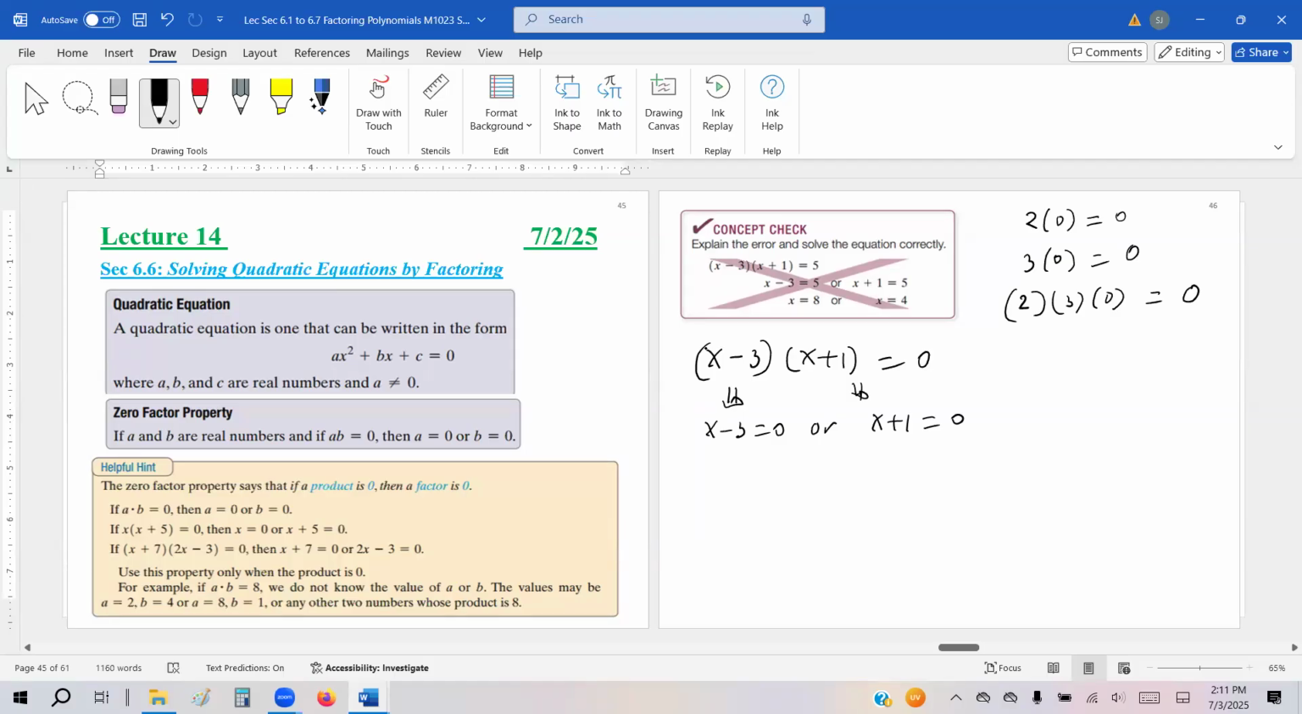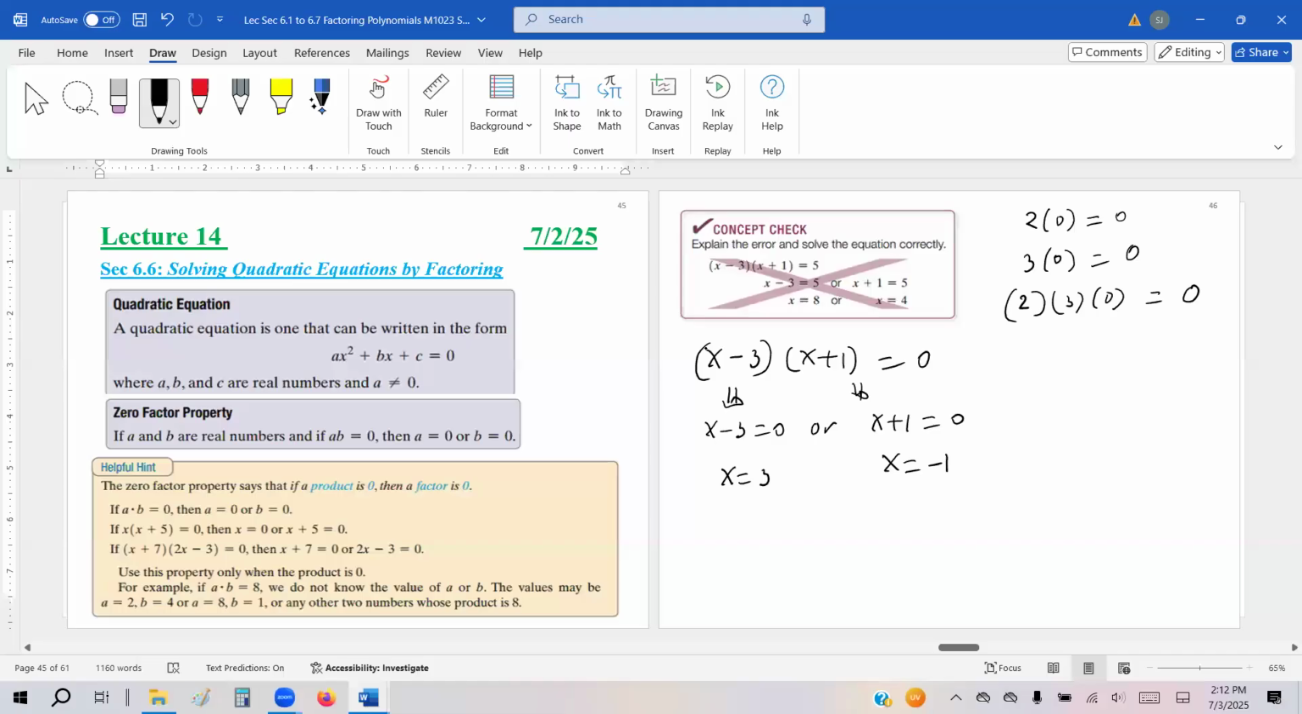And now we say, well, any one of them has to be 0. So let's see for each case, what makes that binomial to be 0. It means we solve for x. So when x is 3, this becomes 0. 3 minus 3 is 0. Or when x is negative 1, that becomes 0 because positive 1 plus 1 gives you 0.